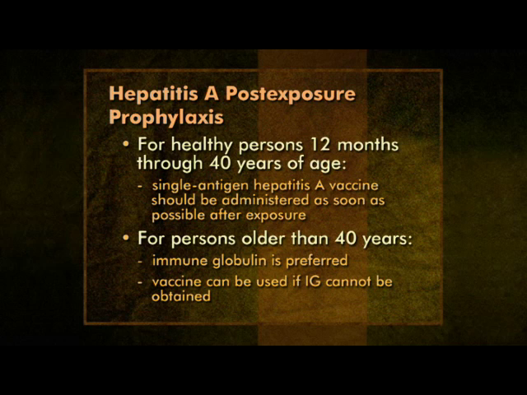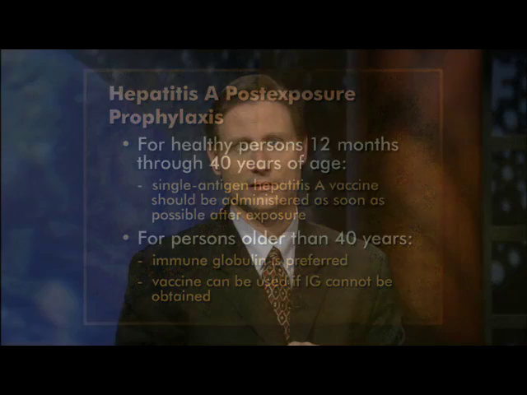For persons older than 40 years, immune globulin is preferred because of the absence of information regarding vaccine performance and the more severe manifestations of hepatitis A in this age group. Vaccine can be used if IG cannot be obtained. Immune globulin should be used for children younger than 12 months of age, immunocompromised persons, persons with chronic liver disease, and persons for whom vaccine is contraindicated. More details on these recommendations are in the October 19, 2007 edition of Morbidity and Mortality Weekly Report.